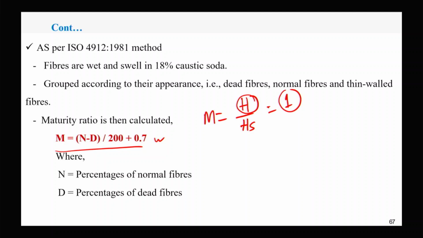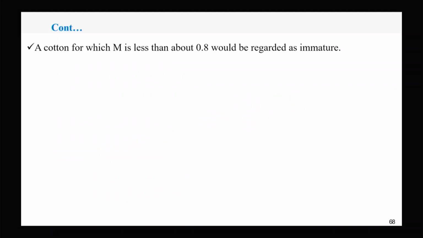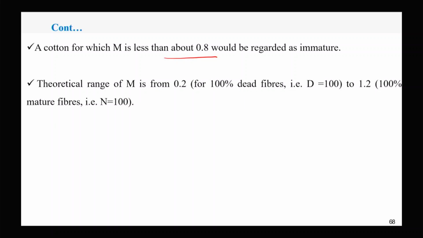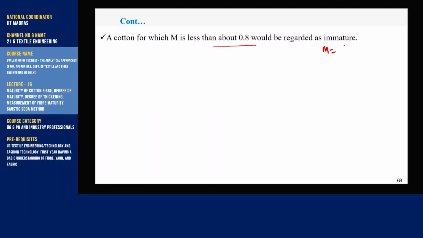Here we don't consider the half mature fiber. Only two classifications are there, and the remaining immature, half mature fibers we don't take into consideration. Any maturity ratio less than 0.8 would be regarded as a poor quality immature fiber. And if we see the relationship, maturity ratio equals (N minus D) by 200 plus 0.7.